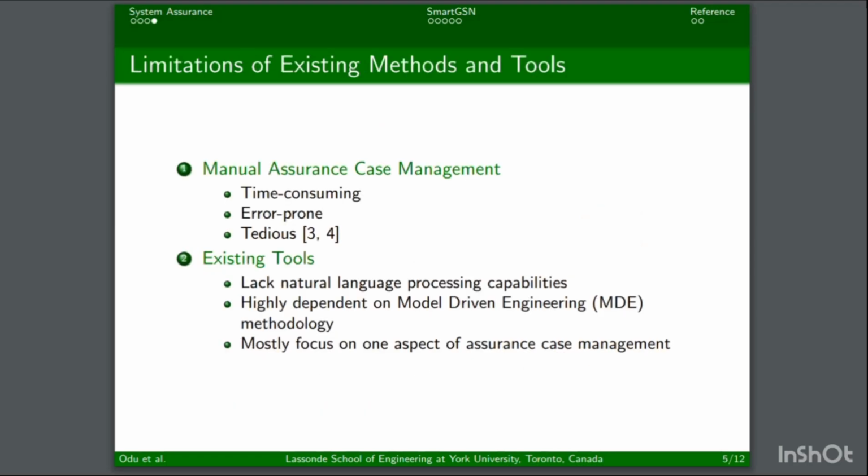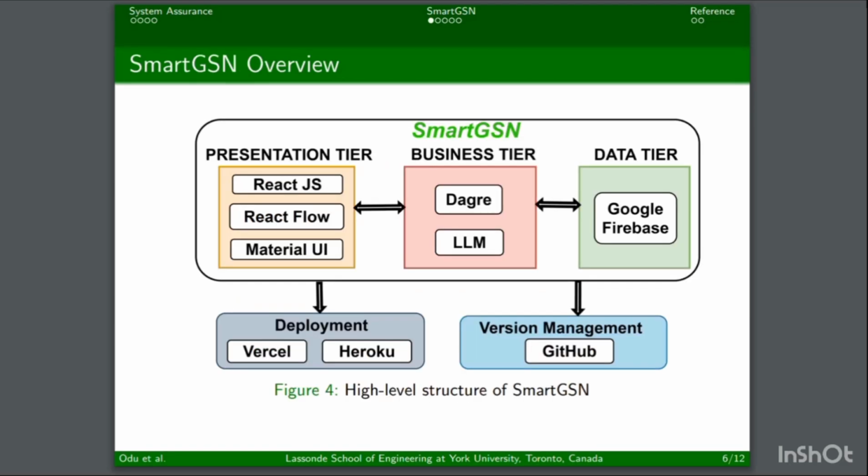System assurance activities include the creation of assurance cases and their maintenance. However, manually creating and maintaining assurance cases is tedious, error-prone, and time-consuming. Existing tools for managing assurance cases tend to lack natural language processing ability, rely heavily on model-driven engineering methods, and usually focus on a single aspect of assurance case management. To address these challenges, we have developed SmartGSN, an online tool that incorporates the use of large language models to enhance the management of assurance cases.